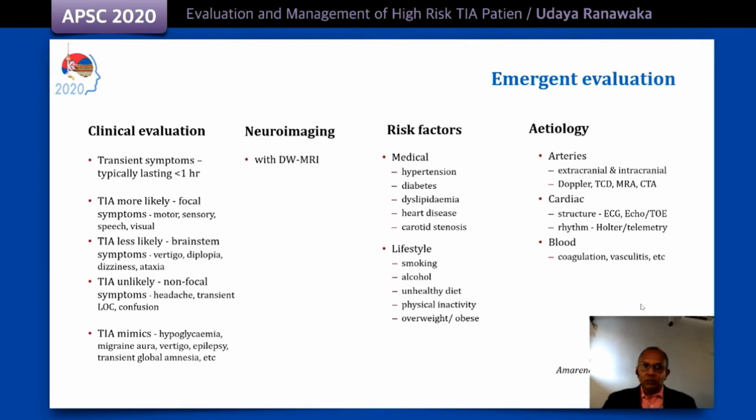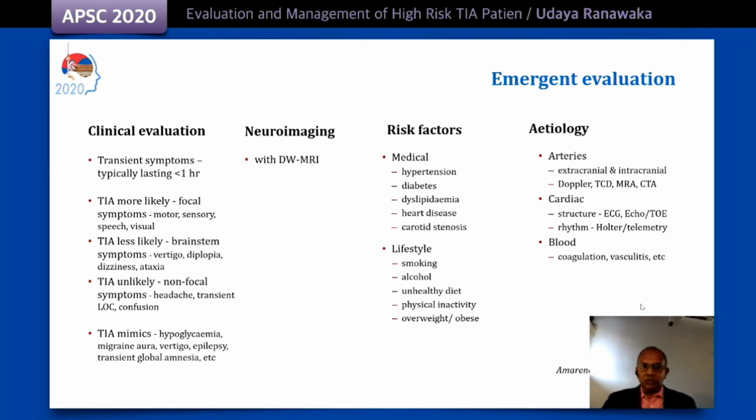TIA, we all know, is diagnosed purely on the symptoms, and we are looking for transient symptoms. Typically, the TIA symptoms would last less than 1 hour. And there are ways of classifying the likelihood of TIA based on the symptoms. If there are focal symptoms, especially motor, sensory, speech, and visual, TIAs are more likely. TIA is less likely with predominant brainstem symptoms such as vertigo and diplopia and ataxia. And TIAs are unlikely with non-focal symptoms like headache and transient loss of consciousness.